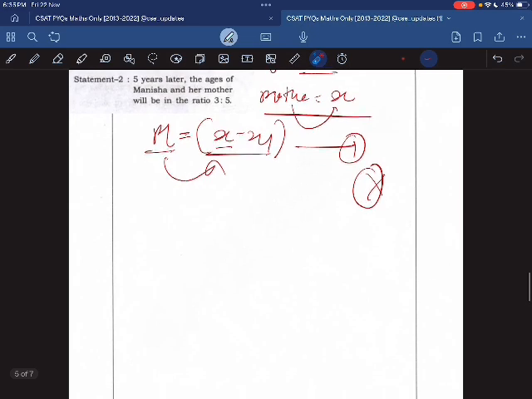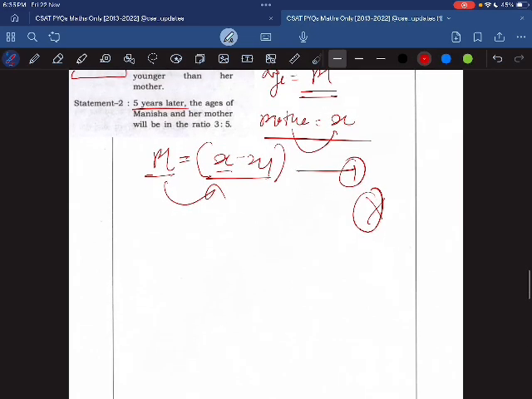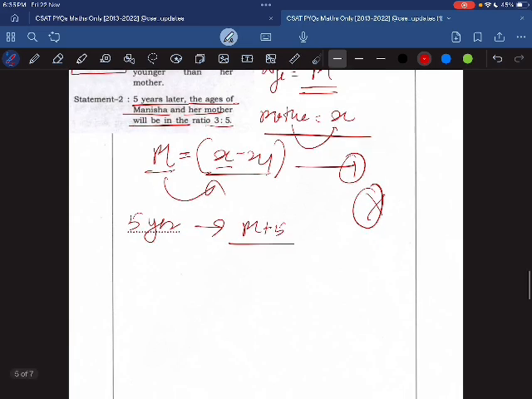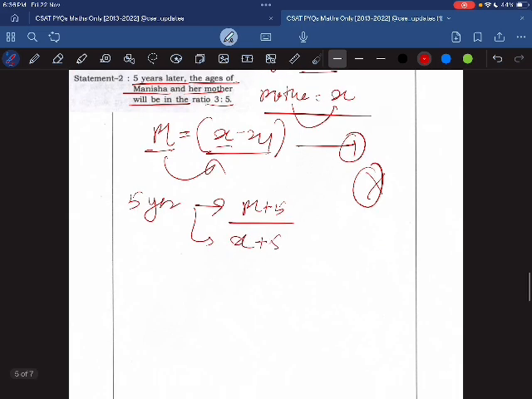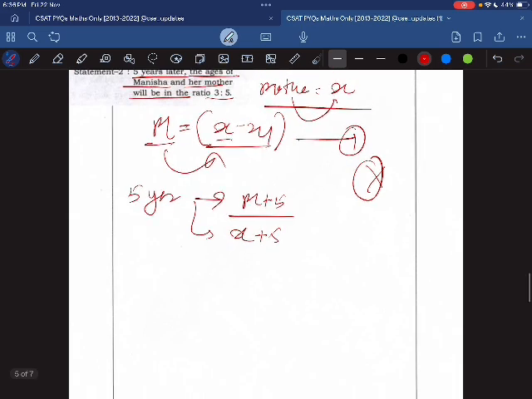Okay, so we have the second statement, which says that 5 years later, the ages of Manisha and her mother will be in the ratio of 3:5. So after 5 years, the age of Manisha will be M plus 5, because of the 5-year increase, and the age of the mother will be X plus 5. Now the question is saying the ratio of these two, (M plus 5) upon (X plus 5), is equal to 3:5. This ratio is given.